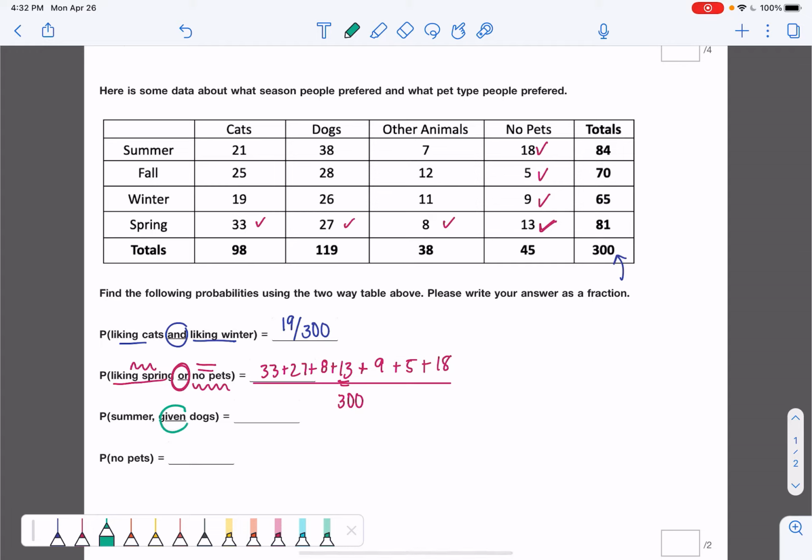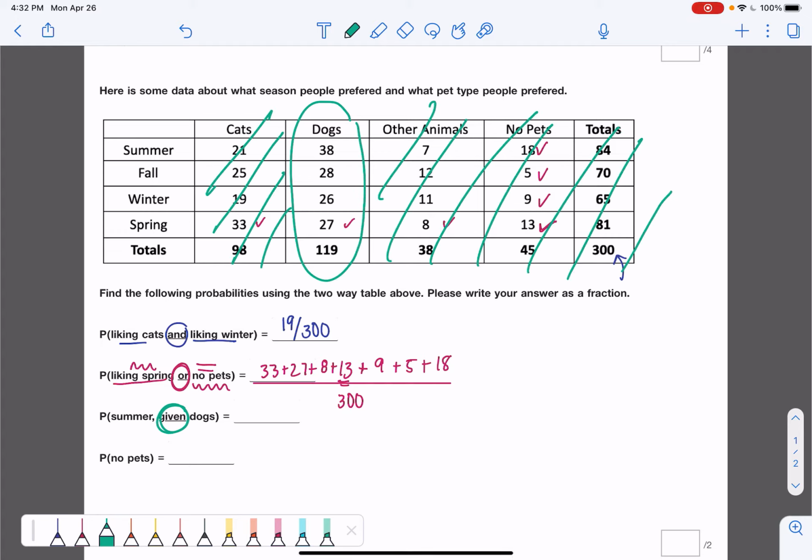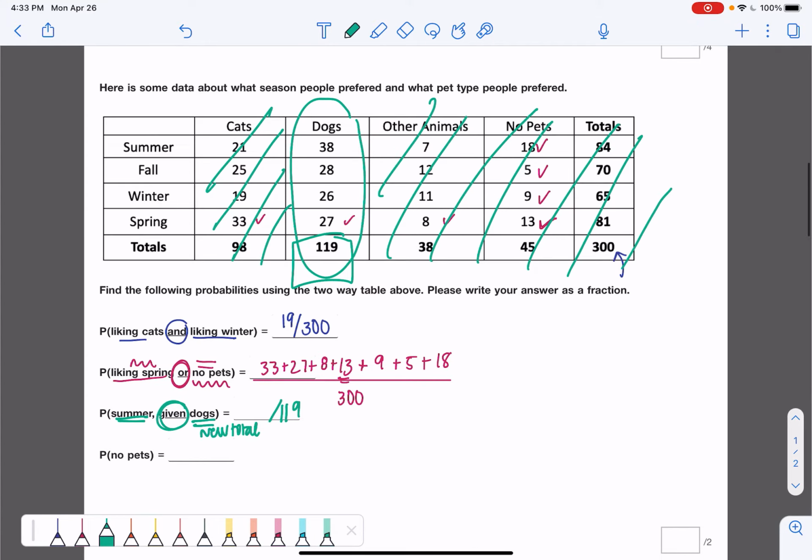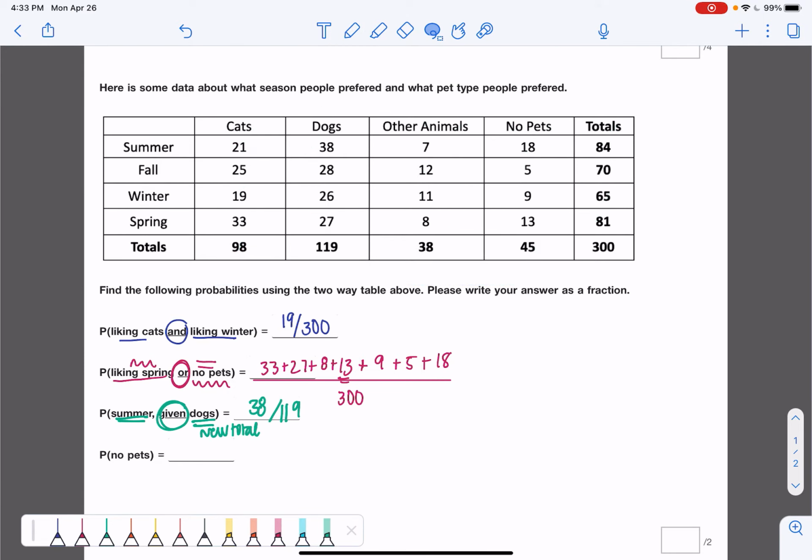Probability of summer given dogs. Remember, this means we already know they like dogs. So it's not the rest. So we have a new total. Dogs. Now we need to find summer. 38. What's the probability of no pets? So here's our no pets. Here's all of them out of our total.